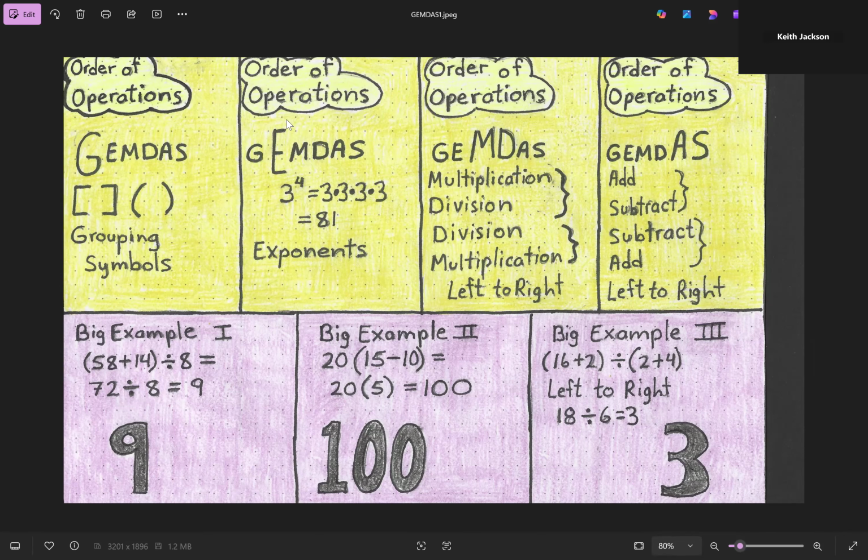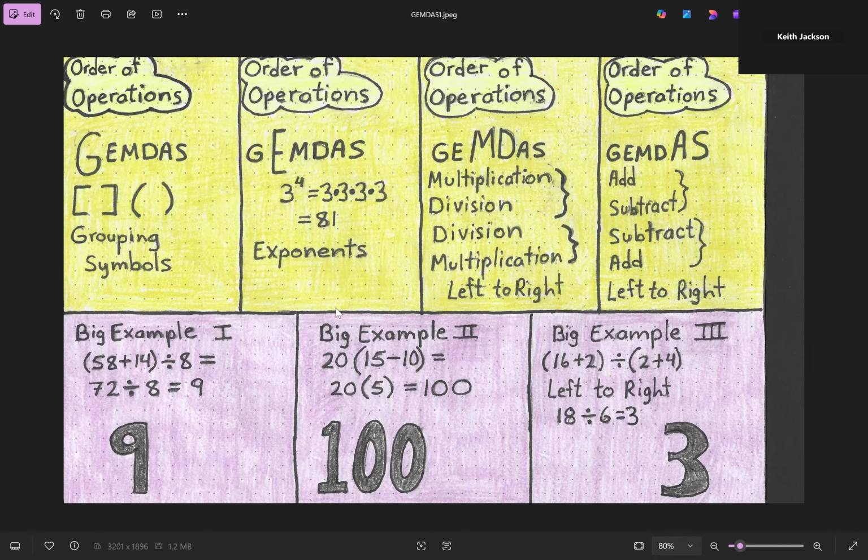We're going to call it now GEMDAS. Let us move on to the next part, the exponents, as you see right here, that is capitalized or made larger than the other letters. In this example, we have 3 raised to the 4th power, which simply means 3 times 3 times 3 times 3, which is 81. That is the second part of the order of operations. So grouping symbols first, then exponents second, and then we move on to multiplication and division, or division and multiplication, whichever comes first as we go from left to right when solving an order of operations problem. And then finally, the last part would be adding and subtracting. Again, we either add or subtract, depending on what comes first, going from left to right.